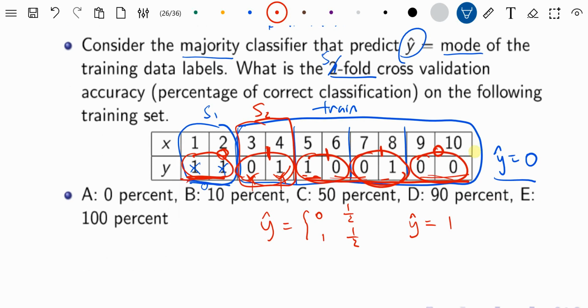So there are in total 3 out of 10 that will be correct, because there are 10 data points in total. 3 of them are classified correctly. No matter how you interpret this majority classifier in the case of a tie, in both cases, it's just 3 out of 10, so the percentage is 30%.